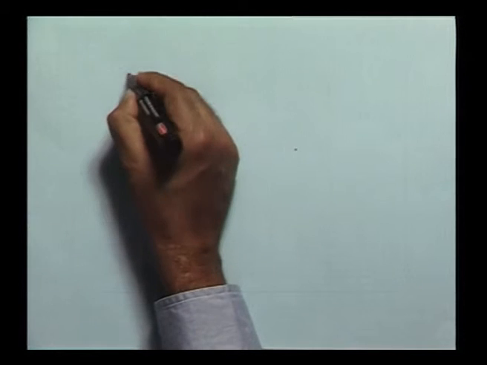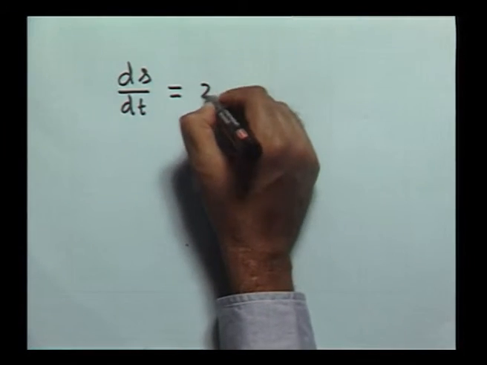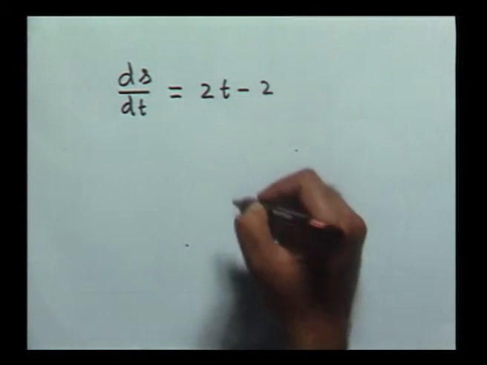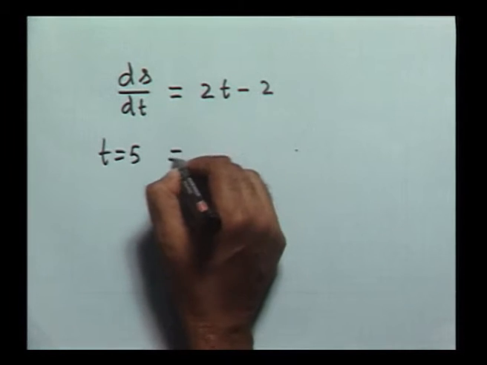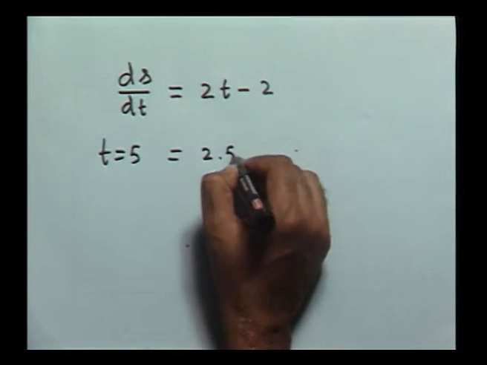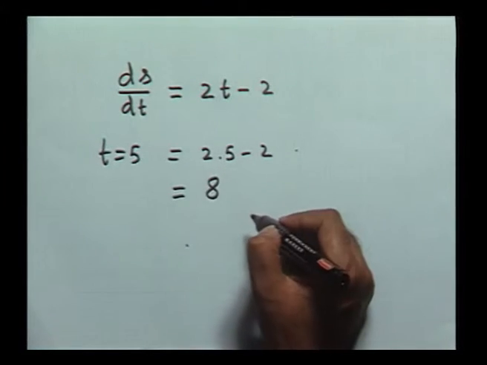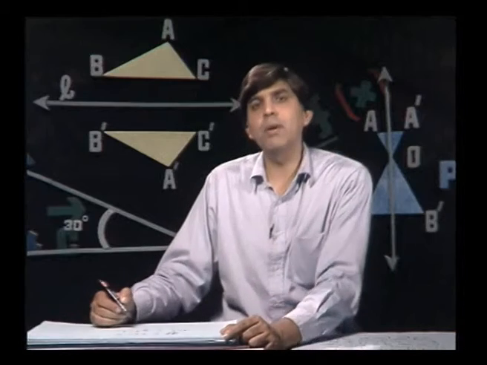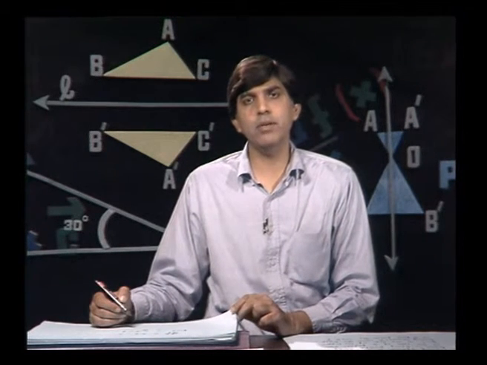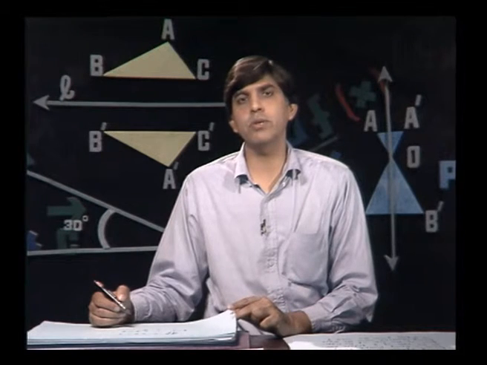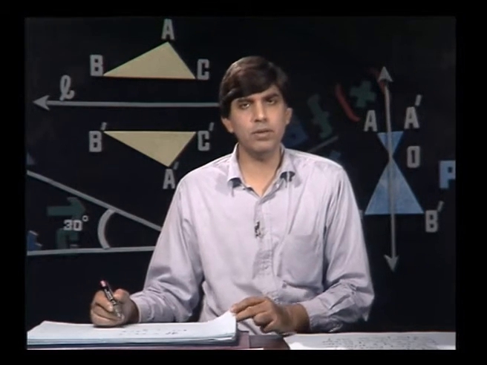ds by dt, that is the velocity of the car at instant of time t. That is nothing but 2t minus 2. And at instant of time t equal to 5, that is just going to be equal to 2 into 5 minus 2, which is equal to 10 minus 2, which is 8. So, the speedometer reading in this instant is going to be 8 kilometers per hour. That is the rate at which the car was traveling when the car reached the distance 15 kilometers.